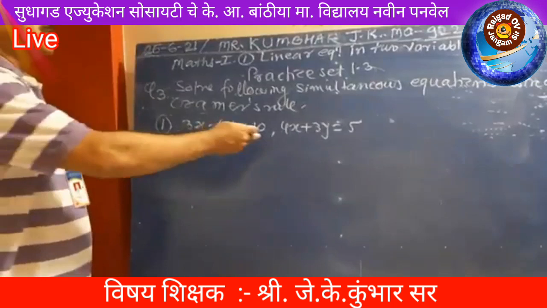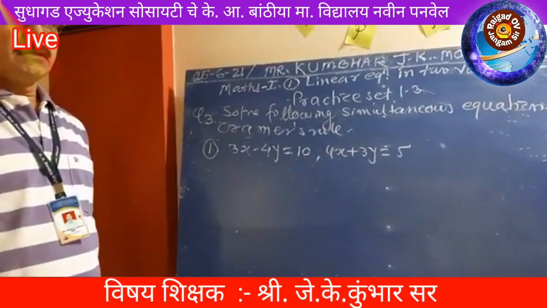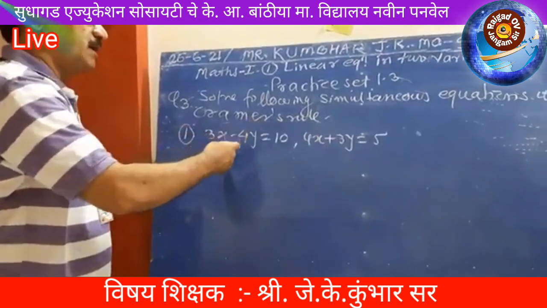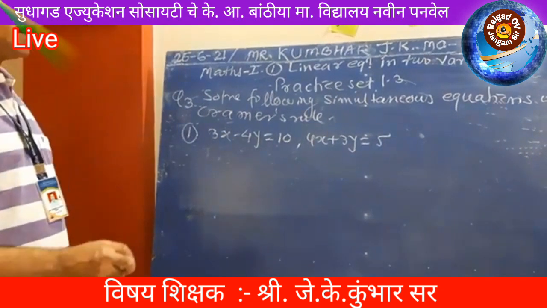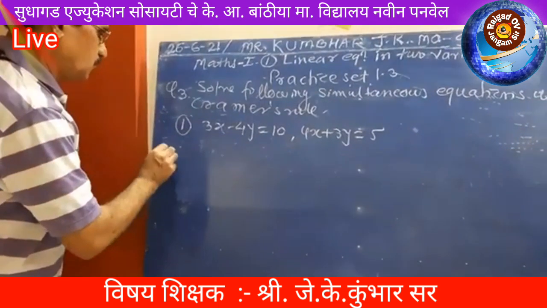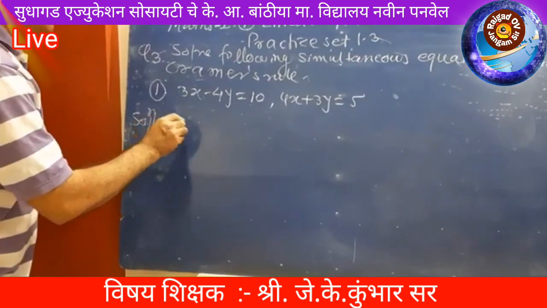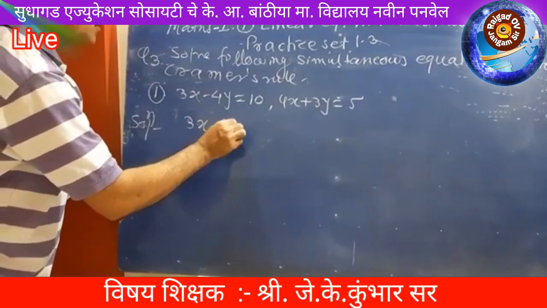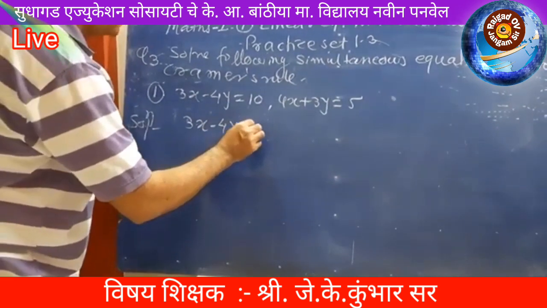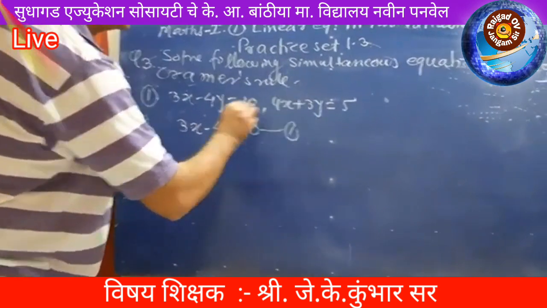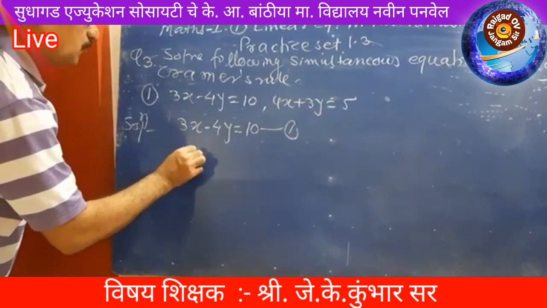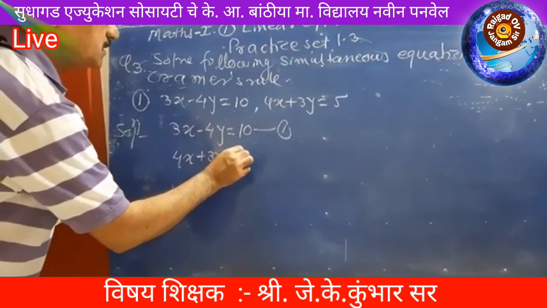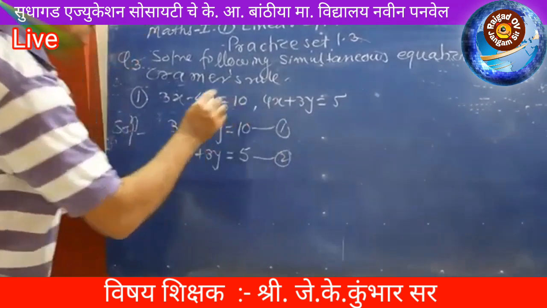First observe whether the given equations are in general form or not. Yes, both equations are in general form or standard form. Then for our convenience, write these two equations again. 3x minus 4y is equal to 10, equation number 1. 4x plus 3y is equal to 5, equation number 2.